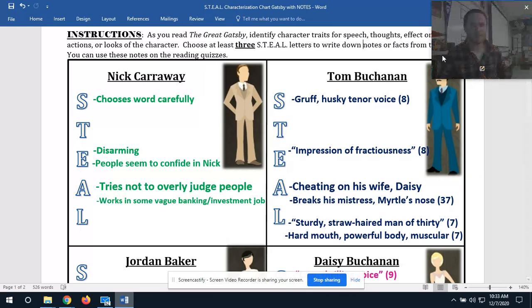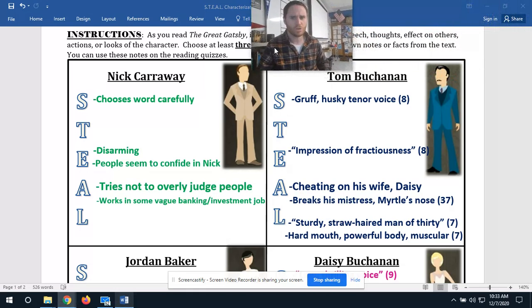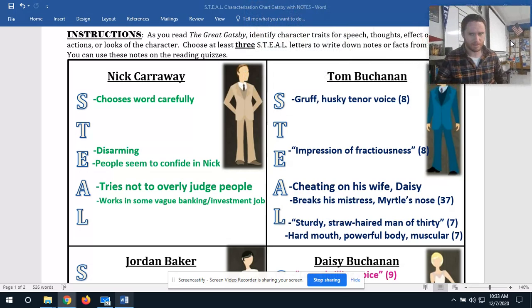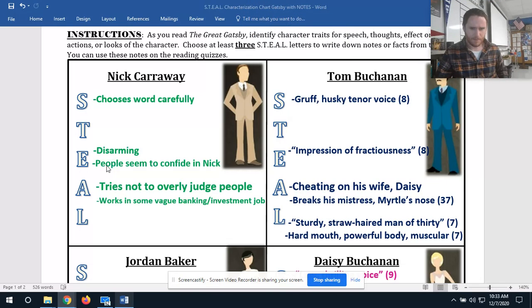I've noticed Nick seems to choose his words carefully. He appears quite disarming, in my opinion. That means people seem to confide in Nick, and he says that on page 1, that people seem to want to tell him things, share secret confidences with him. Will that get him into trouble? Are you someone like that, that people seem to want to tell their secrets to and confess things to?